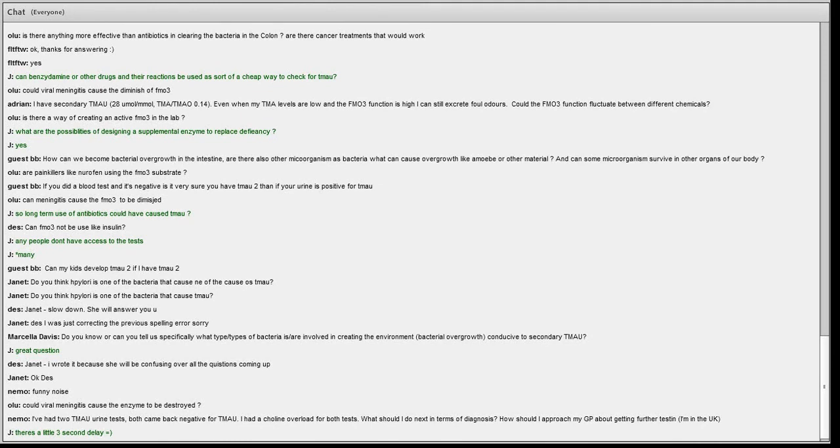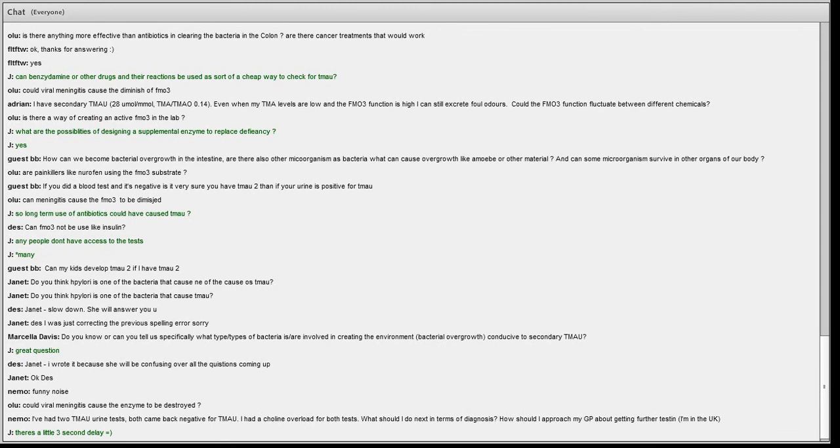Okay, next Olu is wondering, are painkillers like Nurofen an FMO3 substrate? I don't think so, no. I don't think there's any studies that show that ibuprofen is a substrate for FMO3.